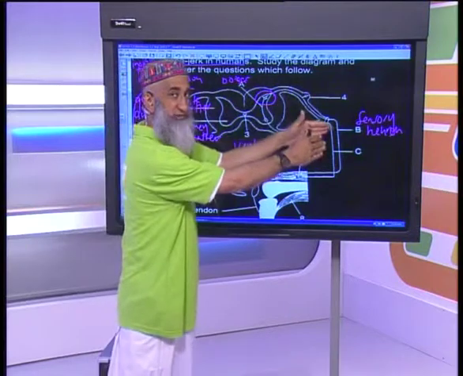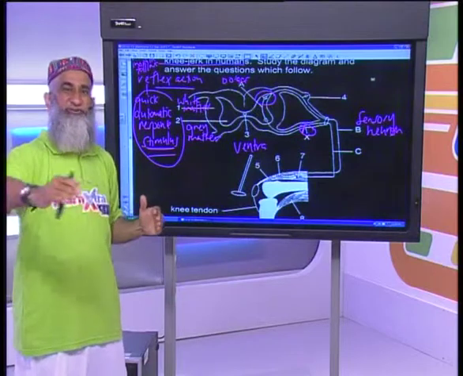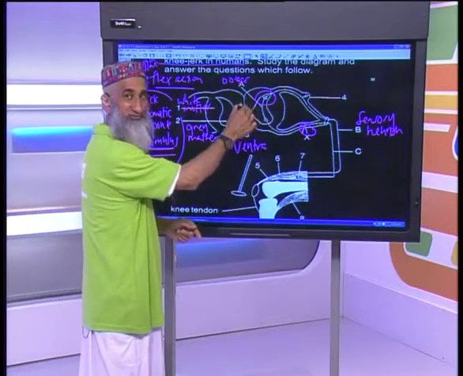So if the sensory neuron is damaged, feeling is stopped. If the motor neuron is damaged, you cannot respond. And so too with the connector neuron.